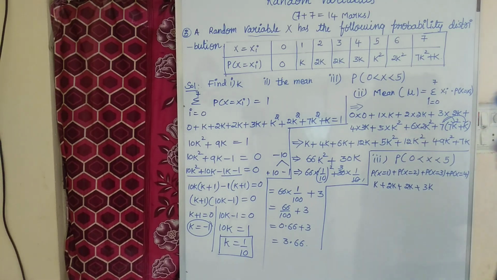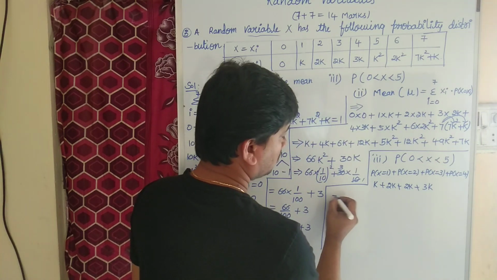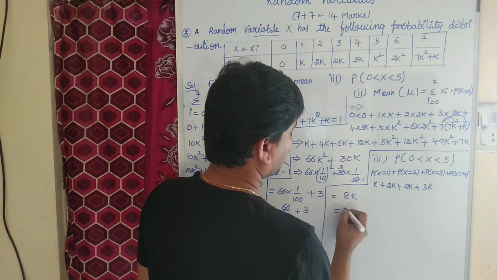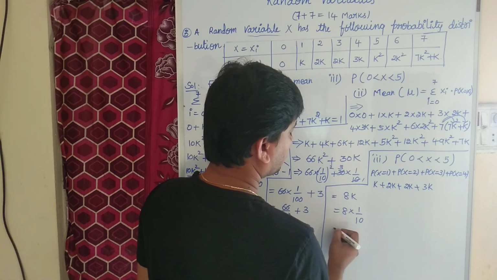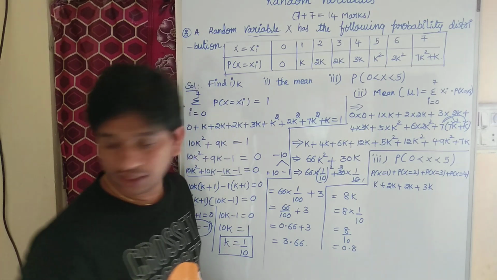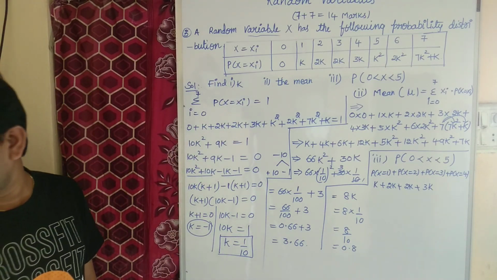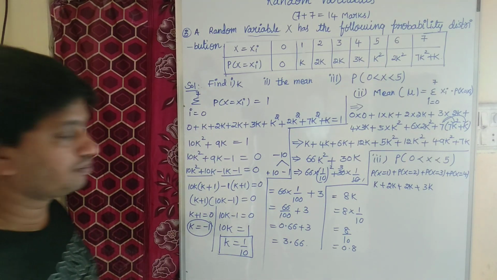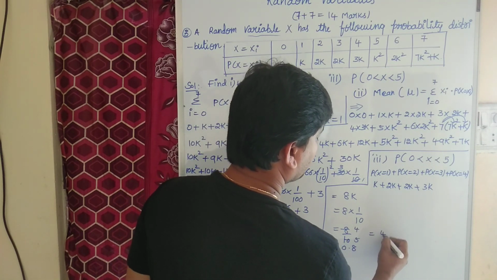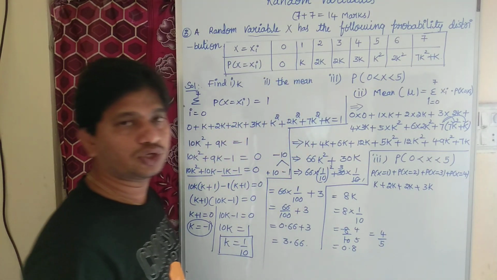Right? Now k plus 2k plus 2k plus 3k gives 8k. I mean 8 into k value, 1 by 10. 8 by 10, how much, children? 0.8. So what is the answer? Answer is 0.8. If you want, simply we can write like this also: 2 4 ja, 2 5 ja. Simply we can leave it as 4 by 5 or else 0.8.